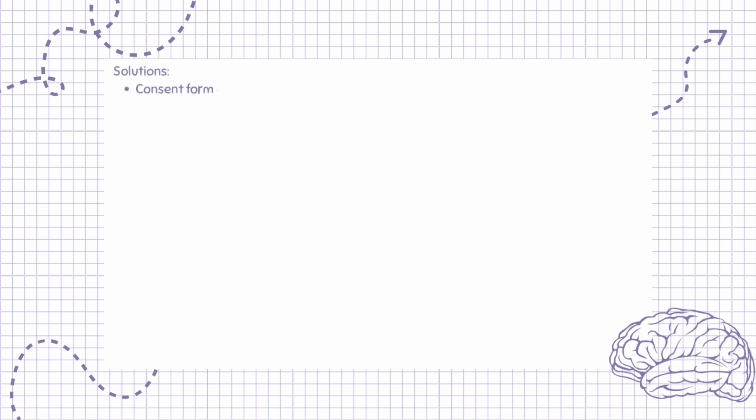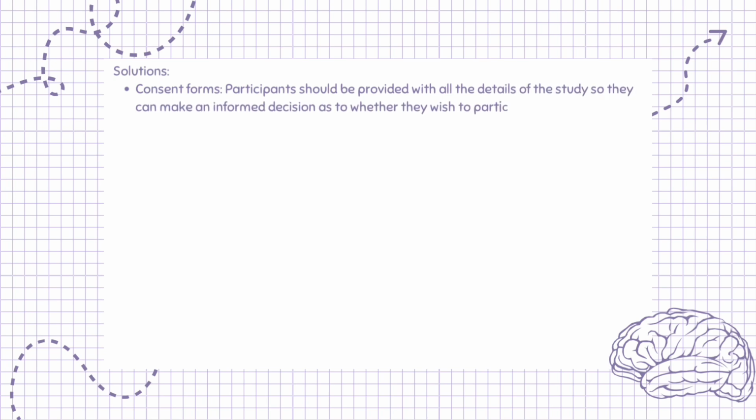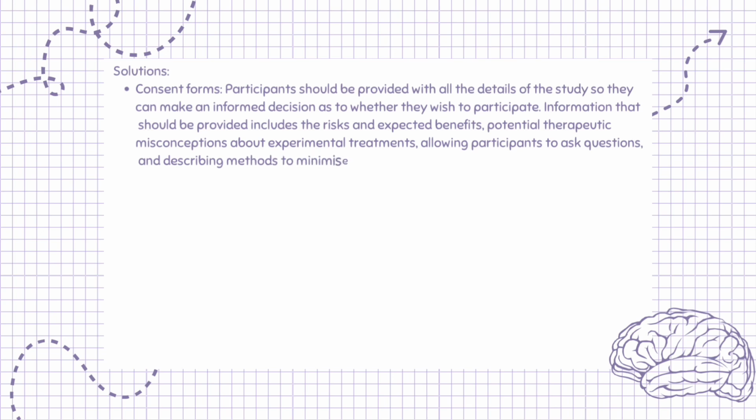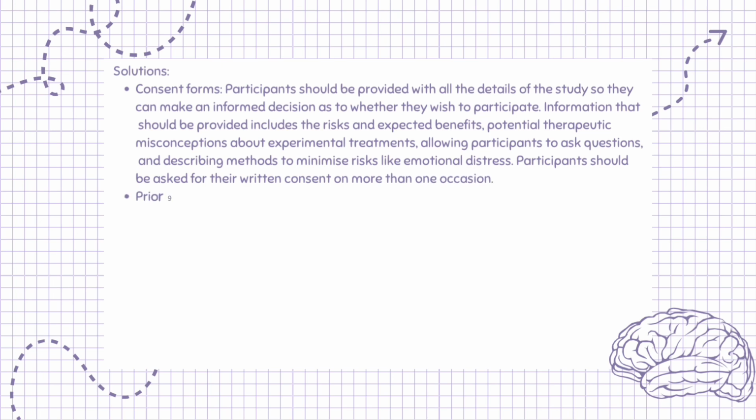Solutions. Consent forms. Participants should be provided with all the details of the study so they can make an informed decision as to whether they wish to participate. Information that should be provided includes the risks and expected benefits, potential therapeutic misconceptions about experimental treatments, allowing participants to ask questions, and describing methods to minimize risks like emotional distress. Participants should be asked for their written consent on more than one occasion.